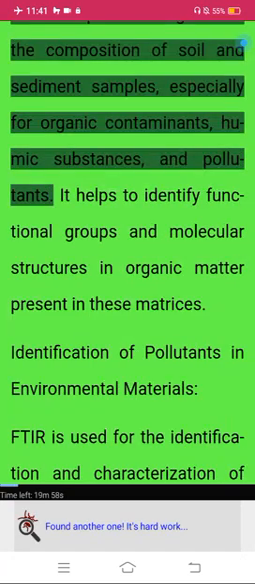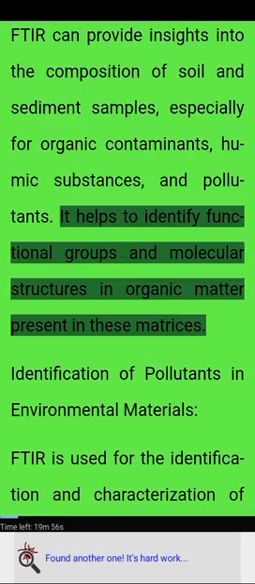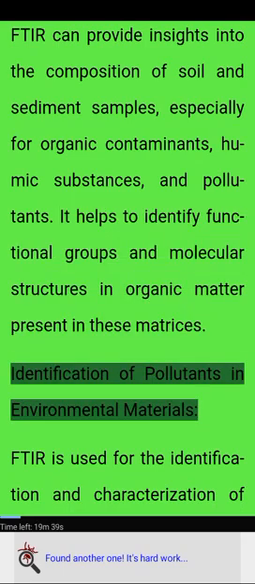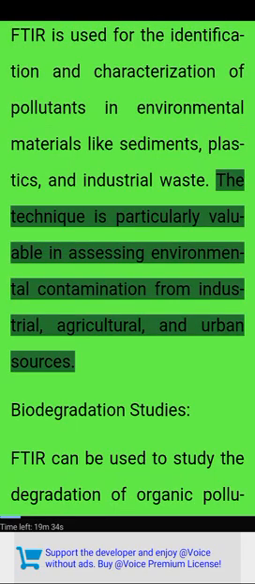Soil and sediment analysis. FTIR can provide insights into the composition of soil and sediment samples, especially for organic contaminants, humic substances, and pollutants. It helps to identify functional groups and molecular structures in organic matter present in these matrices. Identification of pollutants in environmental materials. FTIR is used for the identification and characterization of pollutants in environmental materials like sediments, plastics, and industrial waste. The technique is particularly valuable in assessing environmental contamination from industrial, agricultural, and urban sources.